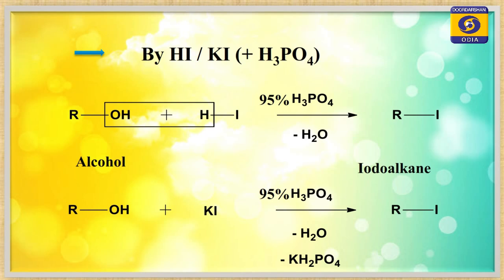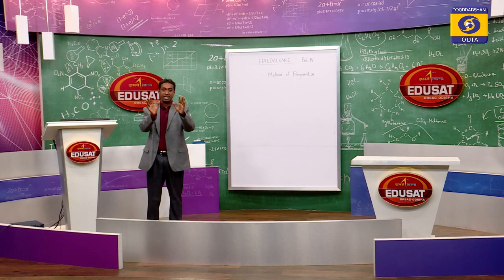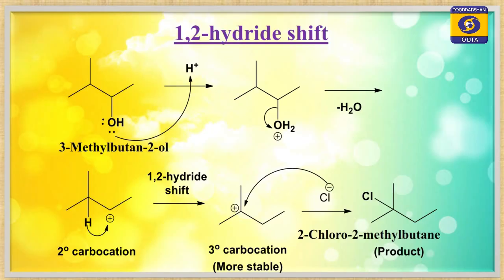We are removing water. You can see OH and H, I make a box of it, that you should remember that water is coming out and the two groups, I or any halogen and R, attach to give you haloalkane. Look at this. I have taken one alcohol. In this case, the carbon atom to which the OH group is attached is a secondary carbon. To the left of it, the carbon is a tertiary carbon. So, if you have an alcohol where a secondary carbon has the OH group, and to the left of it you have a tertiary carbon, there is a chance of hydride shift.